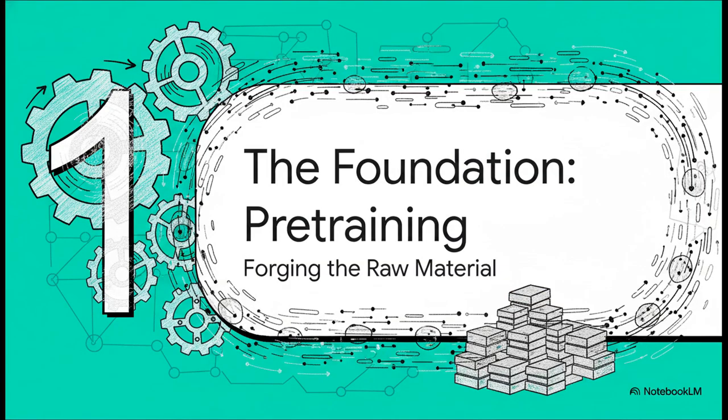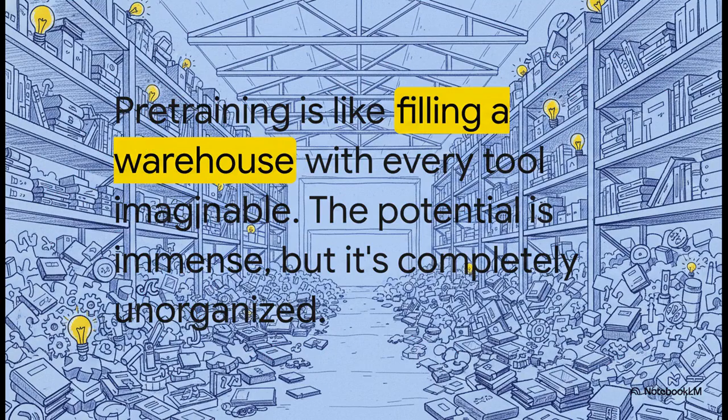Okay, everything starts right here, with pre-training. You have to think of this as the most foundational, the most compute-intensive stage of all. This is where the model's raw encyclopedic knowledge gets, well, pretty much brute-forced into its digital brain. Here's a great way to think about it. Imagine you've just filled a massive warehouse with every tool and material you could ever dream of. The potential in there is absolutely immense, right? But nothing is organized. It's a total mess. The model knows a ton of facts, but it has no idea how to actually be an assistant yet.